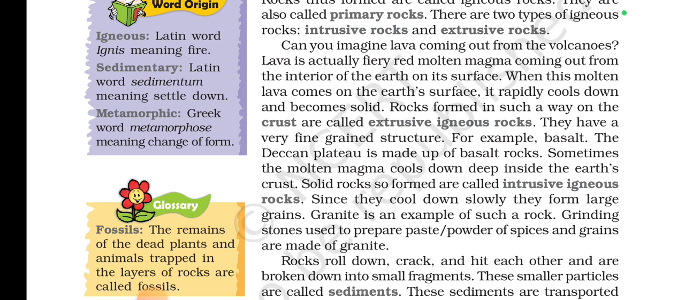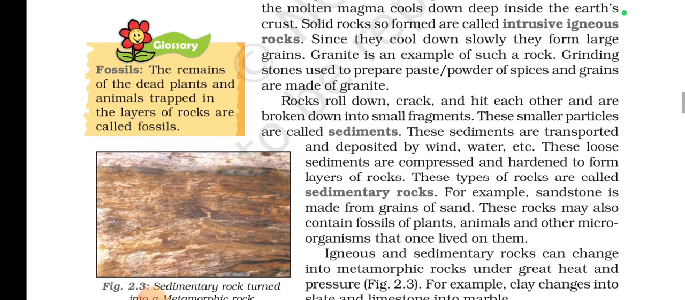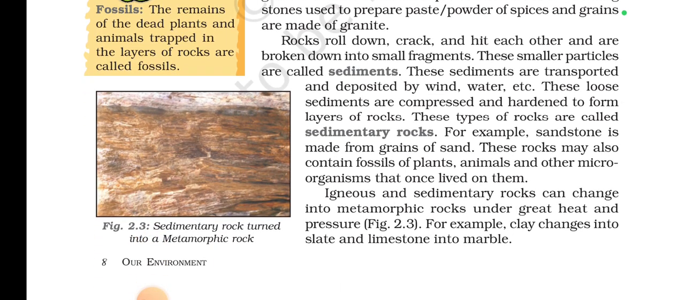Another fact is about fossils. What are fossils? Fossils are remains of dead plants and animals trapped in the layers of rocks. Hopefully you are understanding what is there.